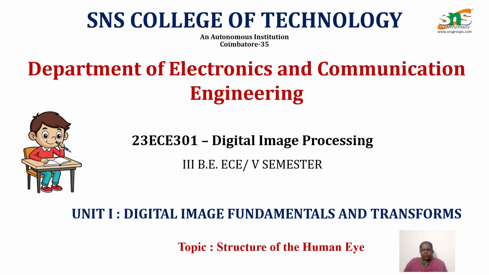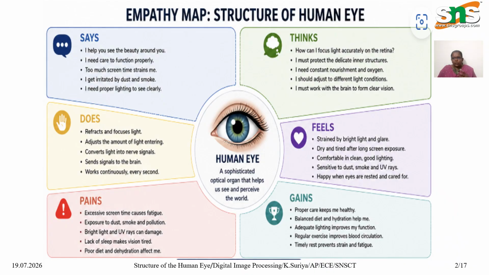So in this lecture, let us discuss the structure of the human eye, which is one of the most important topics in digital image processing. Before designing cameras or image processing algorithms, it is essential to understand how the human eye captures and interprets images. In many ways, the human eye serves as the inspiration for modern imaging systems.